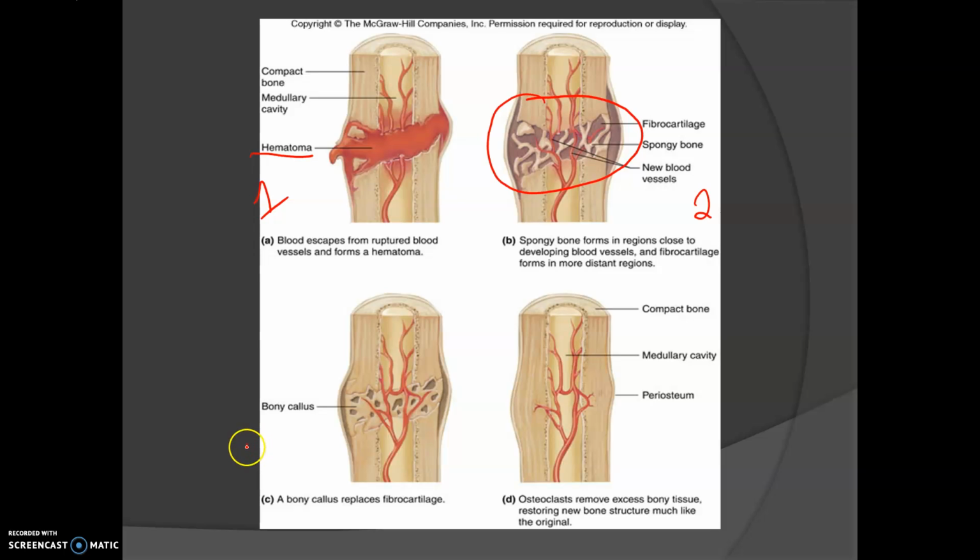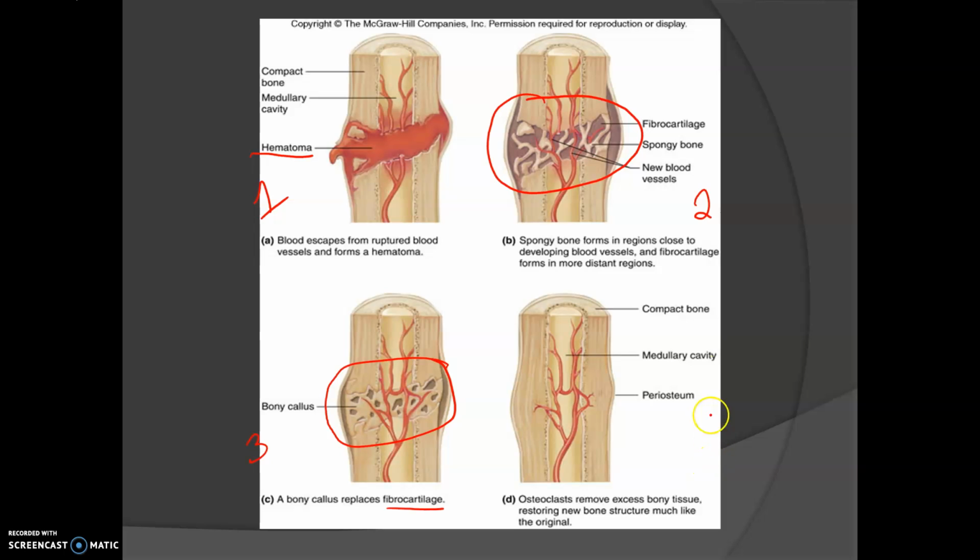Our next one, we're going to see a bony callus form. So the bone isn't fully formed here, but our callus is going to replace this fibrocartilage that was created in this top part and make it more solid, so it's not as easy to break again.